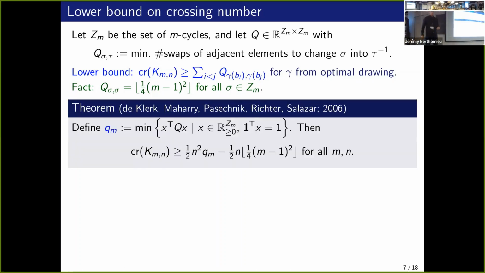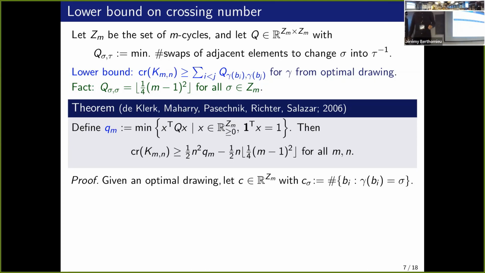So then there's a theorem by Clark et al. We define Qm to be the following quadratic programming parameter. It's the minimum of x transpose Qx, where x is a non-negative vector of size Zm, and all the entries of x sum to 1, so 1 transpose x is 1. It's an optimization problem over the standard simplex. And then the theorem is that the crossing number is at least the expression you see here, half n squared Qm minus this vector.